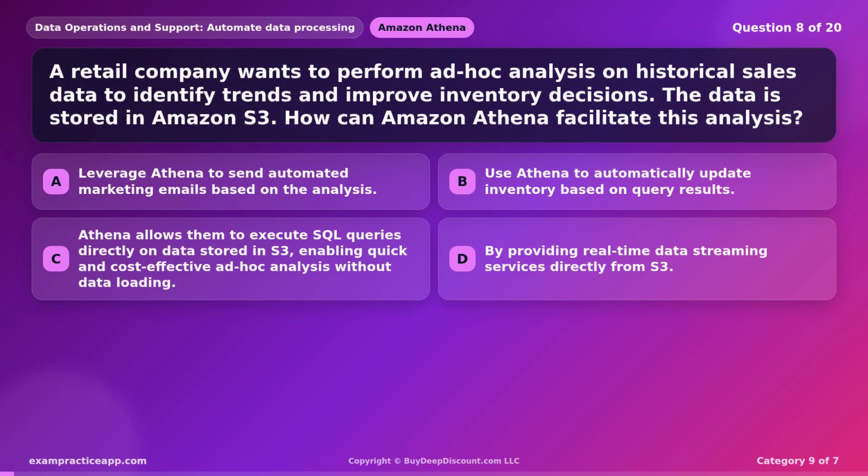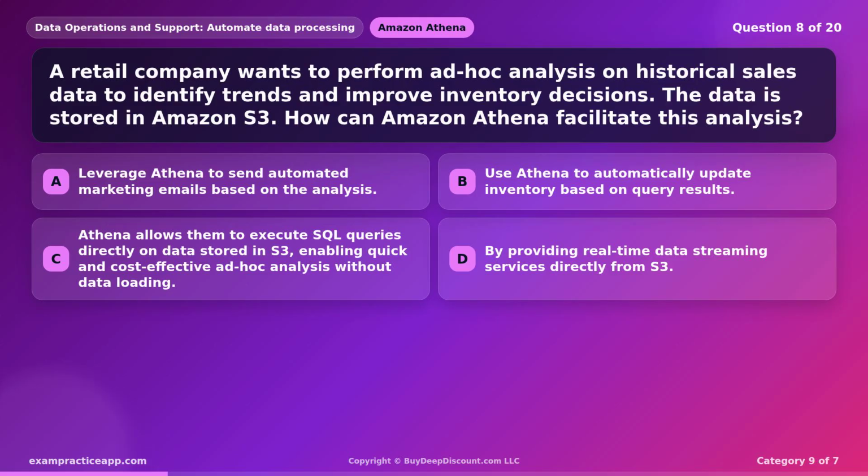Question 8. A retail company wants to perform ad hoc analysis on historical sales data to identify trends and improve inventory decisions. The data is stored in Amazon S3. How can Amazon Athena facilitate this analysis?